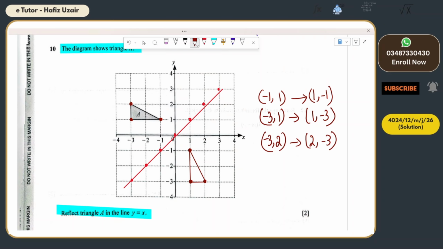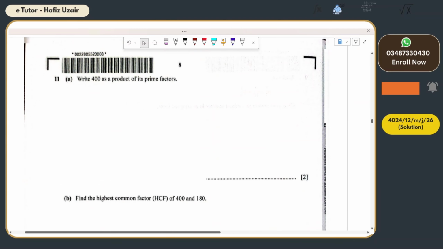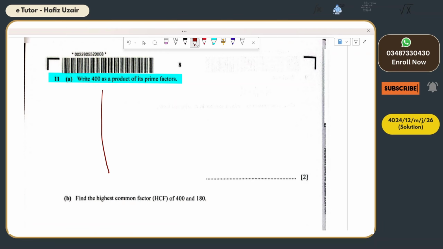All right, so you can also do it with this method. The perpendicular distance of this point from the line of reflection is 1 box, like this. So you can draw it over here. All right, similarly you can check for this point. So this is like 2 points diagonally, and this point is 2 diagonally. So it's totally up to you. You can use whichever method you want. Let's do question 11. In question number 11, you need to write 400 as a product of prime factors. So let's do prime factorization of 400.